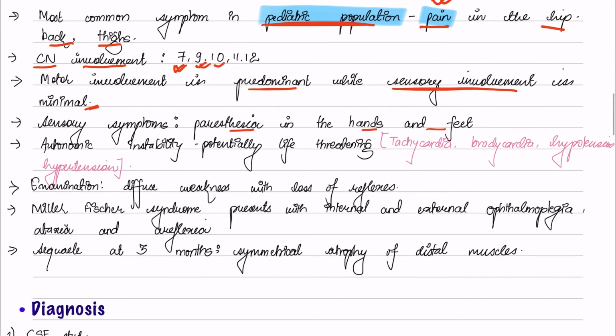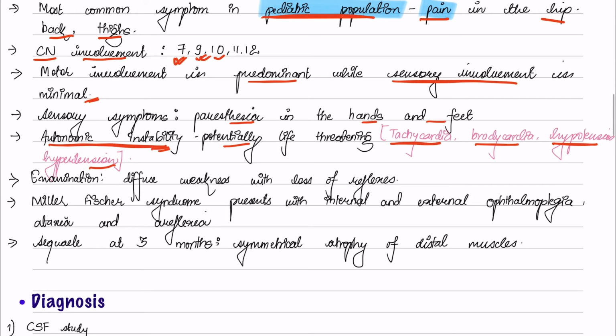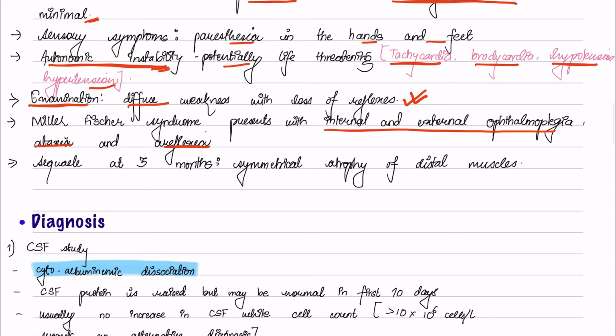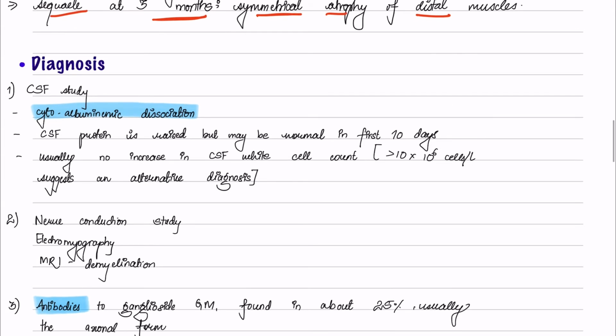There is also autonomic instability, which is potentially life-threatening, and presents in the form of tachycardia, bradycardia, hypertension, or hypotension. On examination, we can find diffuse weakness with loss of reflexes. Miller-Fisher syndrome presents with internal and external ophthalmoplegia, ataxia, and areflexia. The sequela presents at 3 months, in which there is symmetric atrophy of the distal muscles.